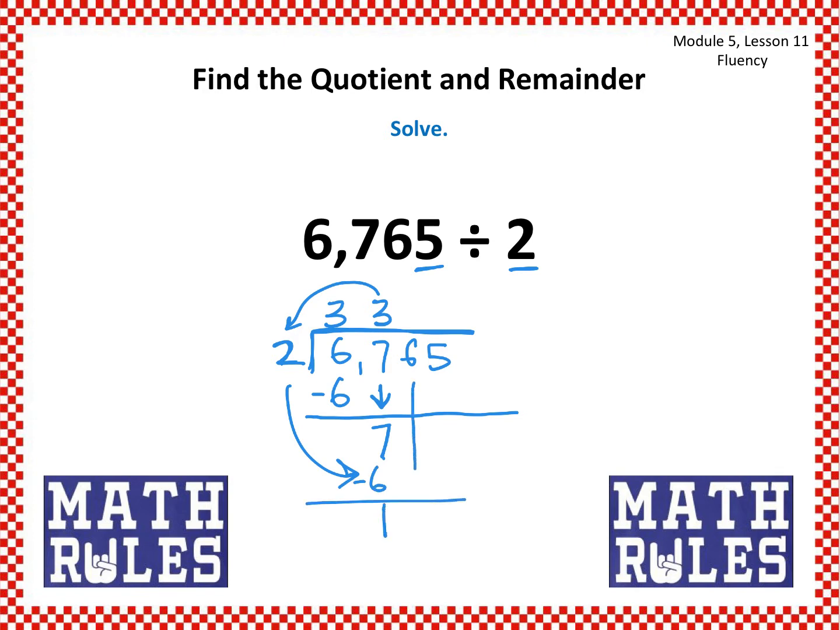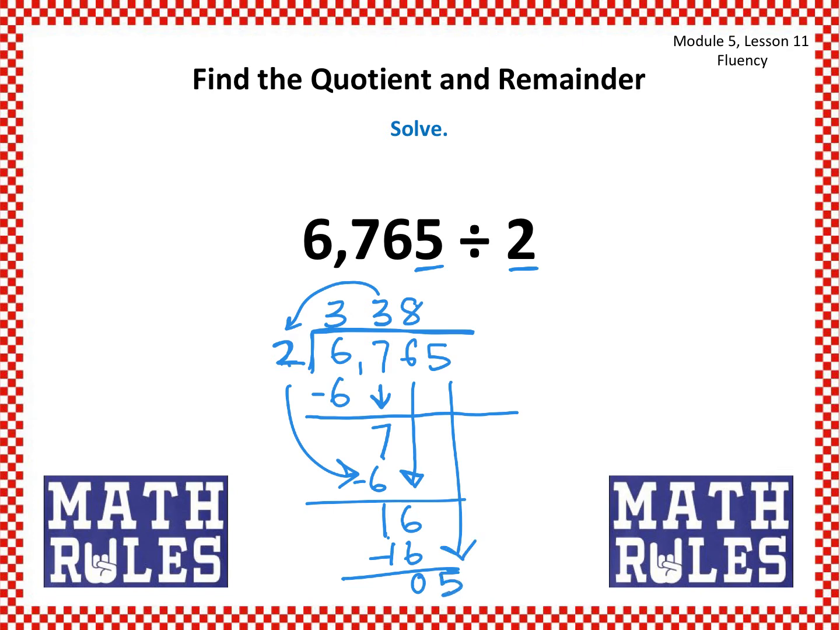So now I've got to bring down that next number, which is the 6. So now I'm looking at 2 and 16. 16 divided by 2, I know is 8. And then 8 times 2 is 16. When I subtract those, I get 0. And I got to bring down my 5.